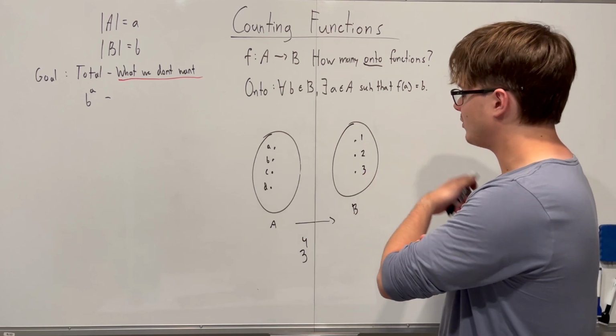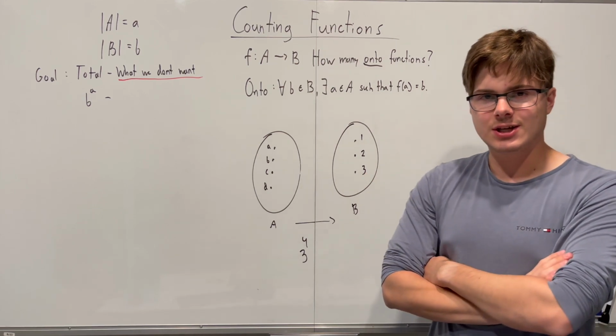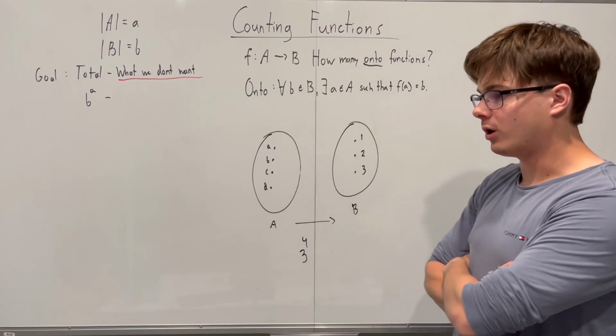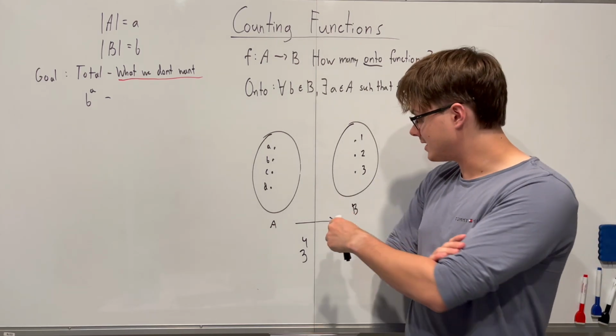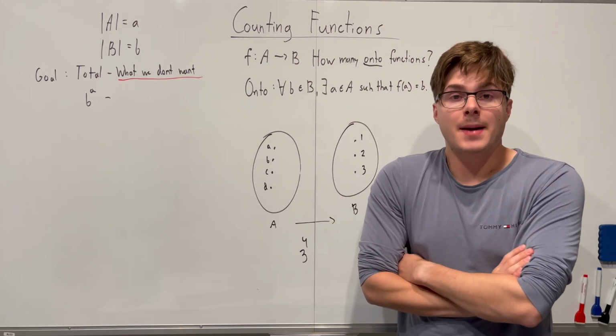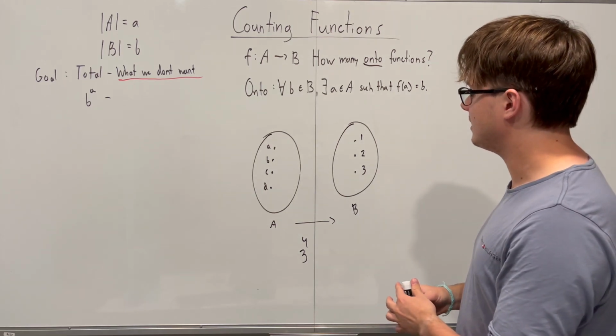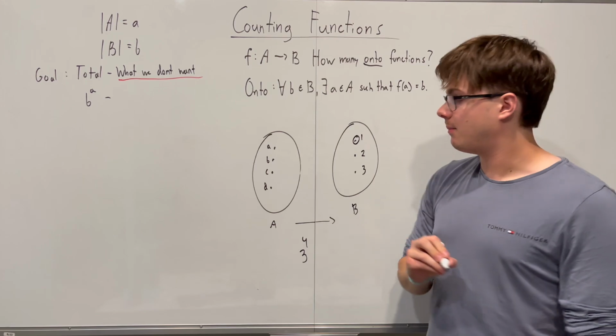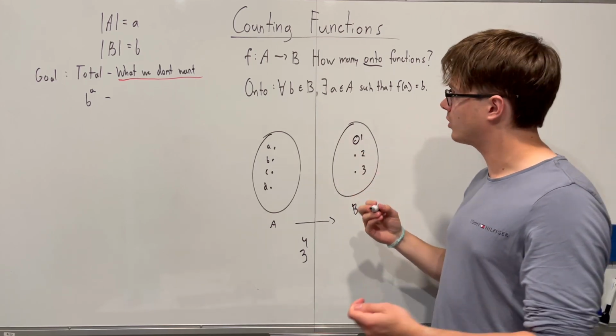So what can we think of? Well, the easiest example of a function that is not onto is going to be, what if there's at least one element in B that we can't map to? So what does that mean? That means, let's for example say our function does not map to the element 1. So what is this going to look like?